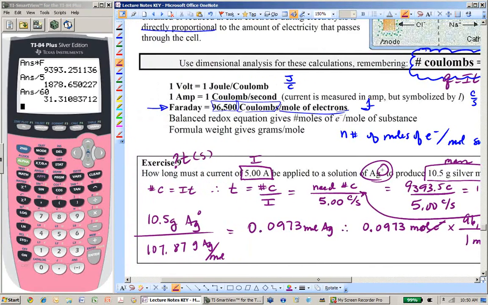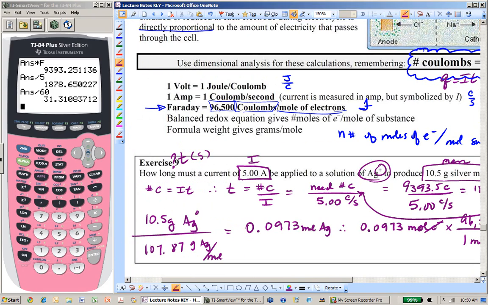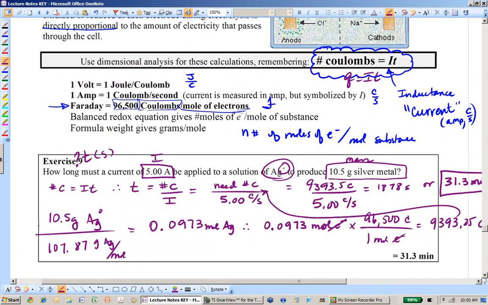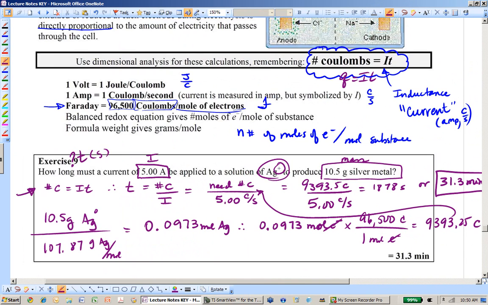All right, so let's recap, because you've never seen anything like this before. I'm going to minimize my calculator and maximize my screen. Where did I start? I always start here. Number of coulombs equals it. What am I solving for? How long? I'm solving for time. So I rearrange and say time equals number of coulombs over I. I don't know the number of coulombs, but I do know I because they told me that I was 5 amps. So I'm going in search of the number of coulombs, knowing that Faraday is my friend.